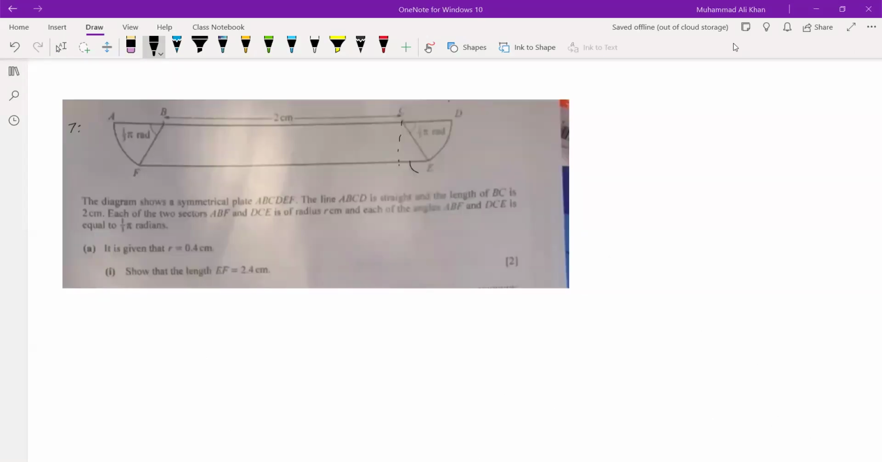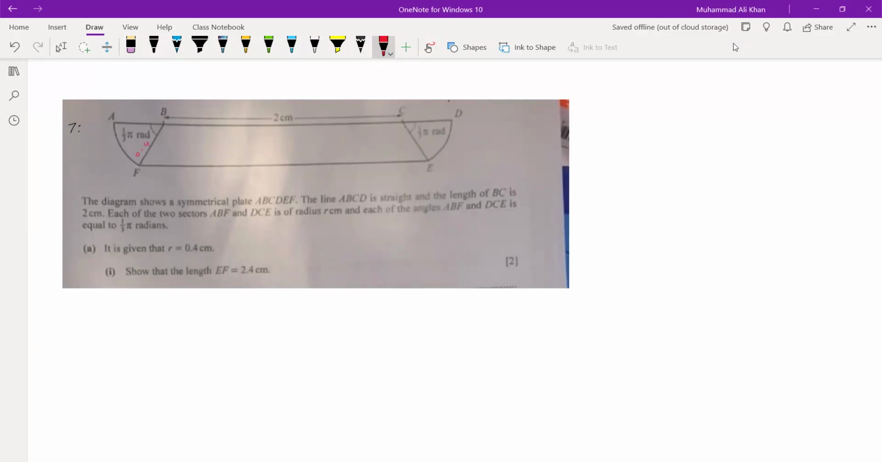Now, students, question number 7 is about circular measures. The question is: the diagram shows a symmetrical plate. The line ABCD is a straight line. The length of BC is 2 centimeters. Each of the two sectors ABF and DCE is of radius R, and each of the angles ABF and DCE is pi by 3 radians. It is given that R is 0.4.